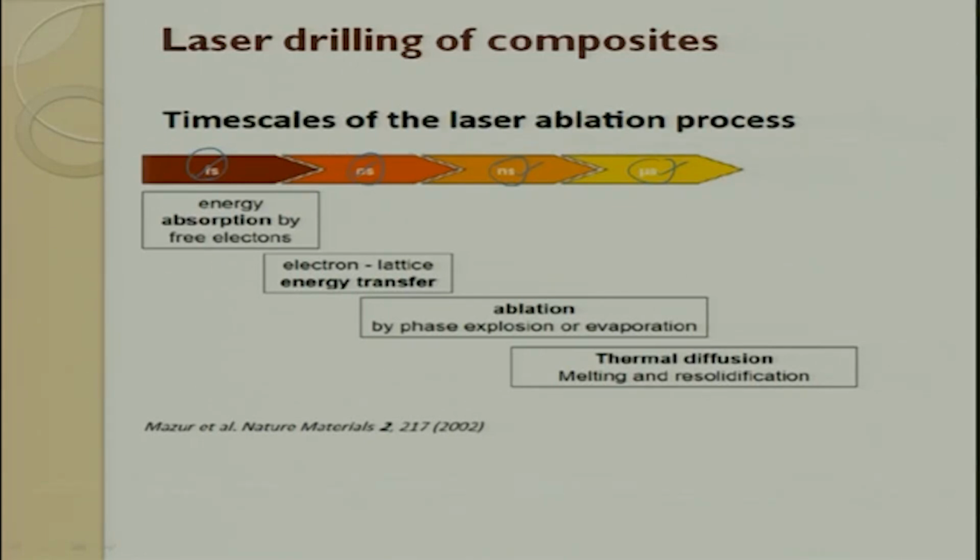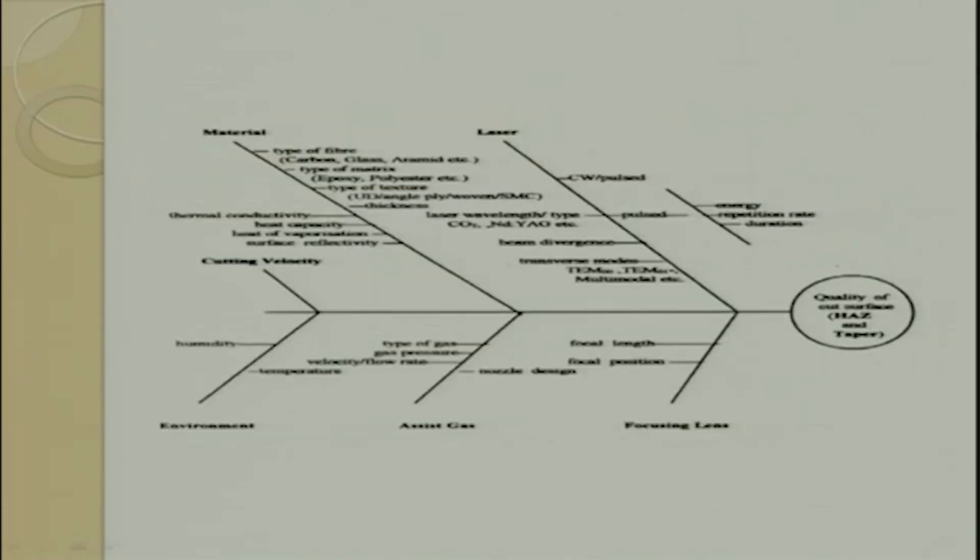The important things are the wavelength of the laser, the lasing time, and the repetition rate, which is given in kilohertz or hertz. All these things play a very important role in deciding the mechanism of material removal. When you talk about laser, these are the different process parameters involved in optimizing the heat affected zone and the taper to get a good hole or a good slot.